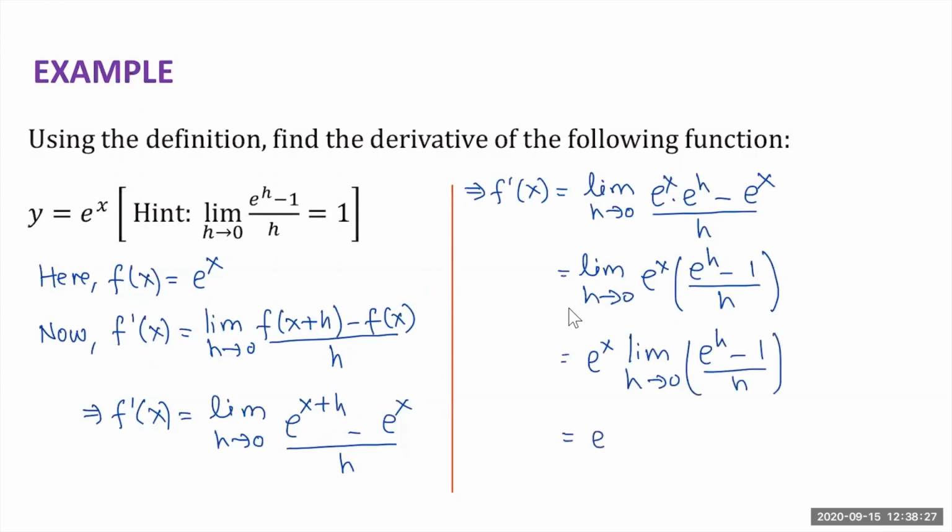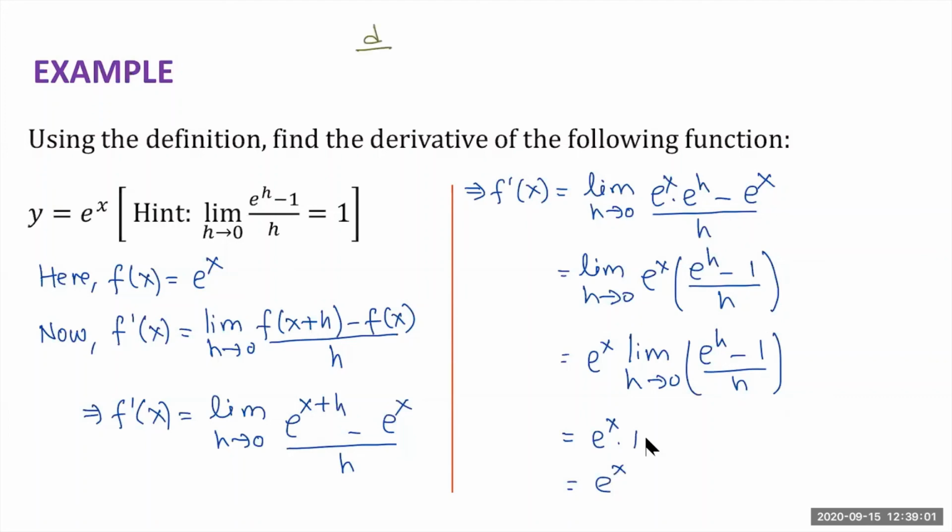Which is equal to e to the x multiplied by, now this limit as h approaches 0 of e to the h minus 1 over h, look here, they have already given that this is equal to 1. This is a well-known fact in calculus. This is always equal to 1. If you try to evaluate this limit using a numerical method or tabular method, you will see that it will be 1. So that is 1, which is equal to e to the x multiplied by 1, which is e to the x. So this is yet another important formula.